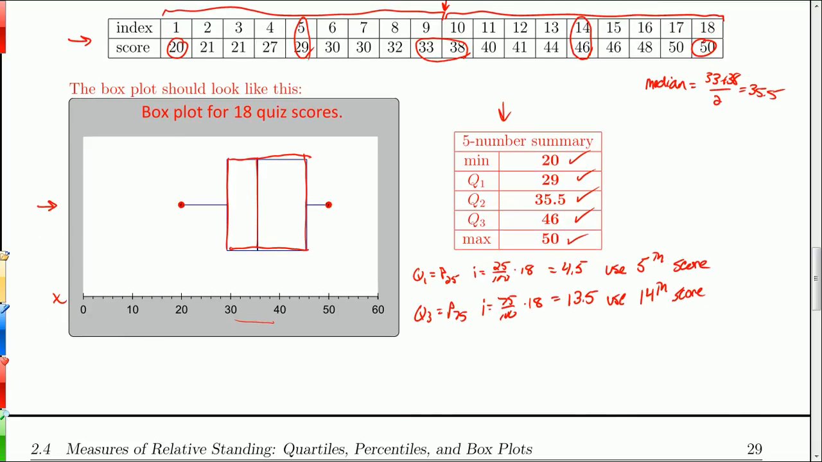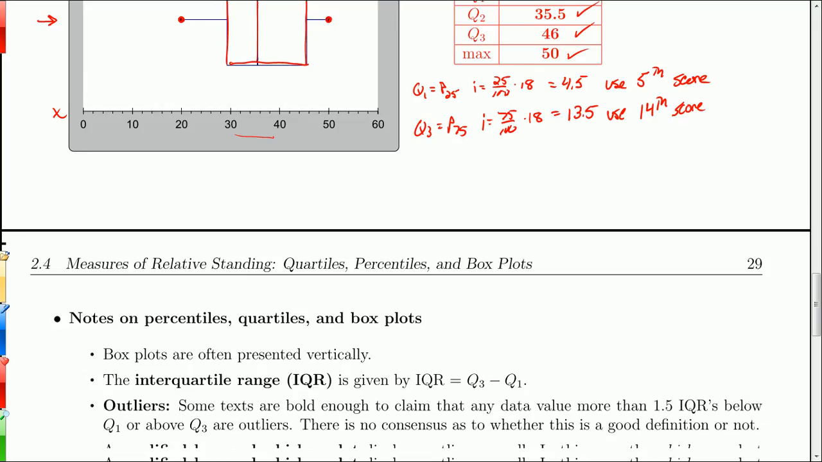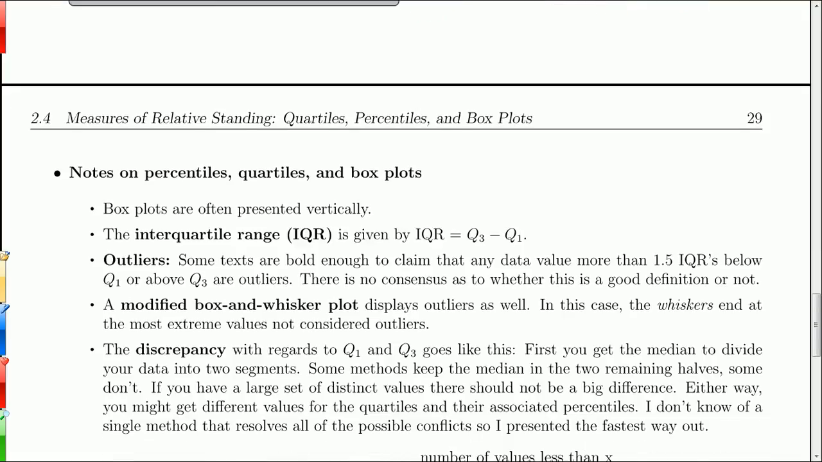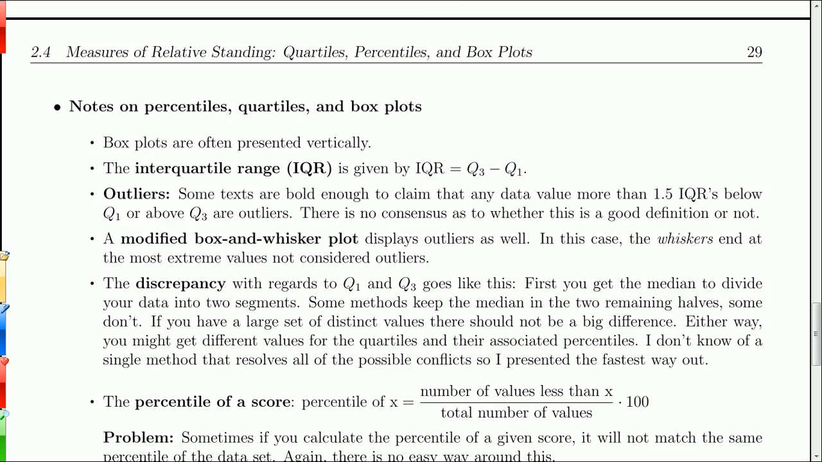5-number summary, box plot. I'll just discuss a few details that aren't terribly important. Sometimes your box plots are presented vertically. You'll have a box here, maybe, and then like this. And what you'll then have are x values here. All right, vertical box plot. It'll work the same way.